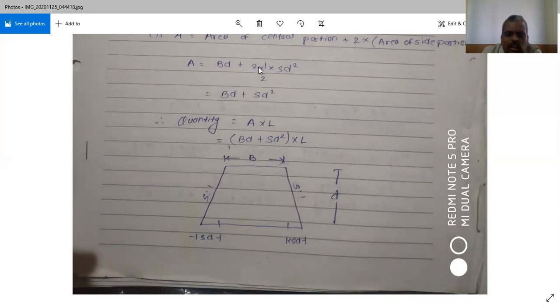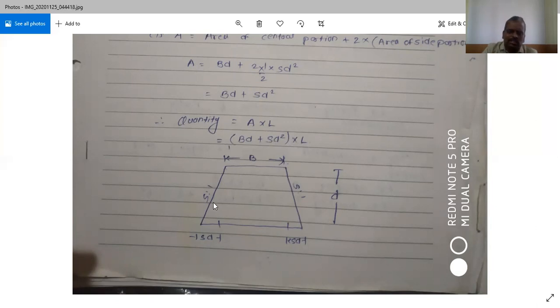So how to find out the area of the triangle? Half into base into height. SD will be the base and capital D will be the height. So it is S D square. In this manner, you have to find the area of the cross section and multiply it with the length, it will give us the volume of that trapezoidal section. So quantity is equal to area into length, and it can be given by B into D plus S D square, into length.